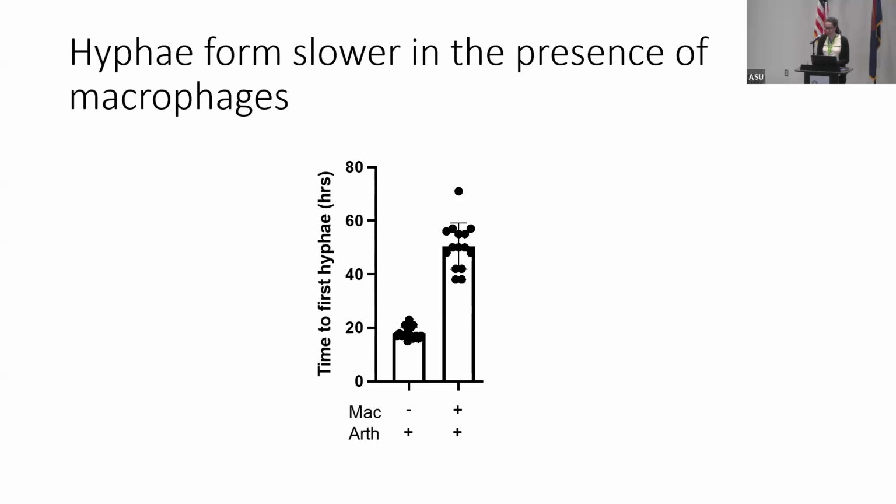And we also see a delay in the time that hyphae appear in the field. Each individual arthroconidia gets to make a decision about turning into a spherule or turning into a hypha, but we start seeing fewer hyphae in the field, or we don't see them appear as quickly. And so all of this really suggested that macrophages were able, in and of themselves, to promote these changes.